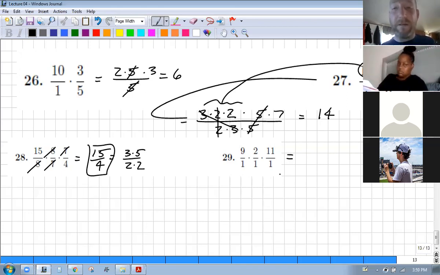This one is kind of odd. There's nothing to cancel. There's nothing but ones on the bottom. So 9 times 11 is 99, times 2 would be 198.